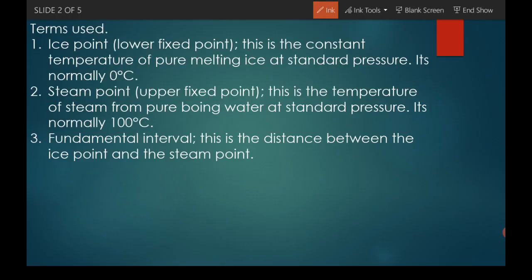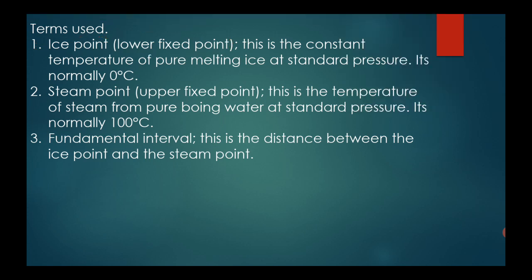So we are saying that an ice point is the same as the lower fixed point. We're saying that it is fixed. It doesn't change. Meaning that we can define that as the constant temperature of pure melting ice at standard pressure. And we're saying that it is normally at 0 degrees Celsius. You can pause and then write down something.